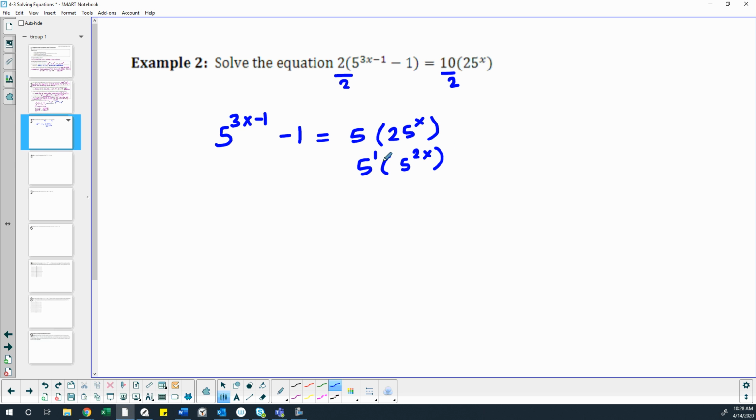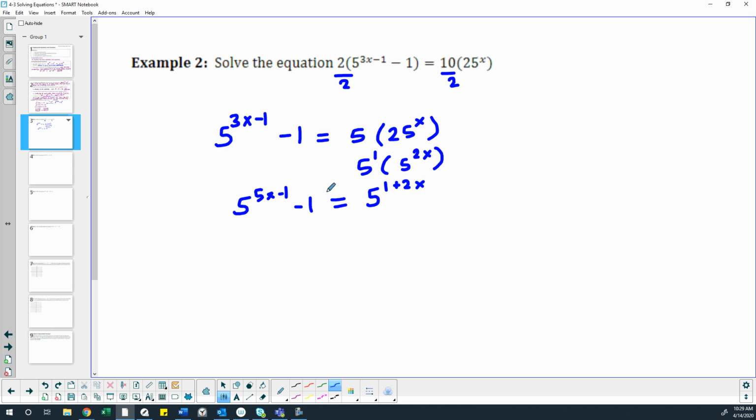So it's kind of like we have 5 to the first power times 5 to the 2x power. And when we have the same base with exponents multiplying together, we can just add the exponents. I know these are strange, but it works. Okay, so then over here, we still have our 5 to the 5x minus 1 power minus 1.